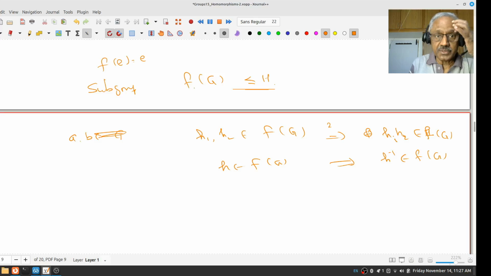So I want to show this is a subgroup. What does that mean? Take two elements in this set, their product should also be in the set. And take any element, its inverse also should be in the set. Is this clear? Okay. Now what does it mean to say h1 belongs to f of G?